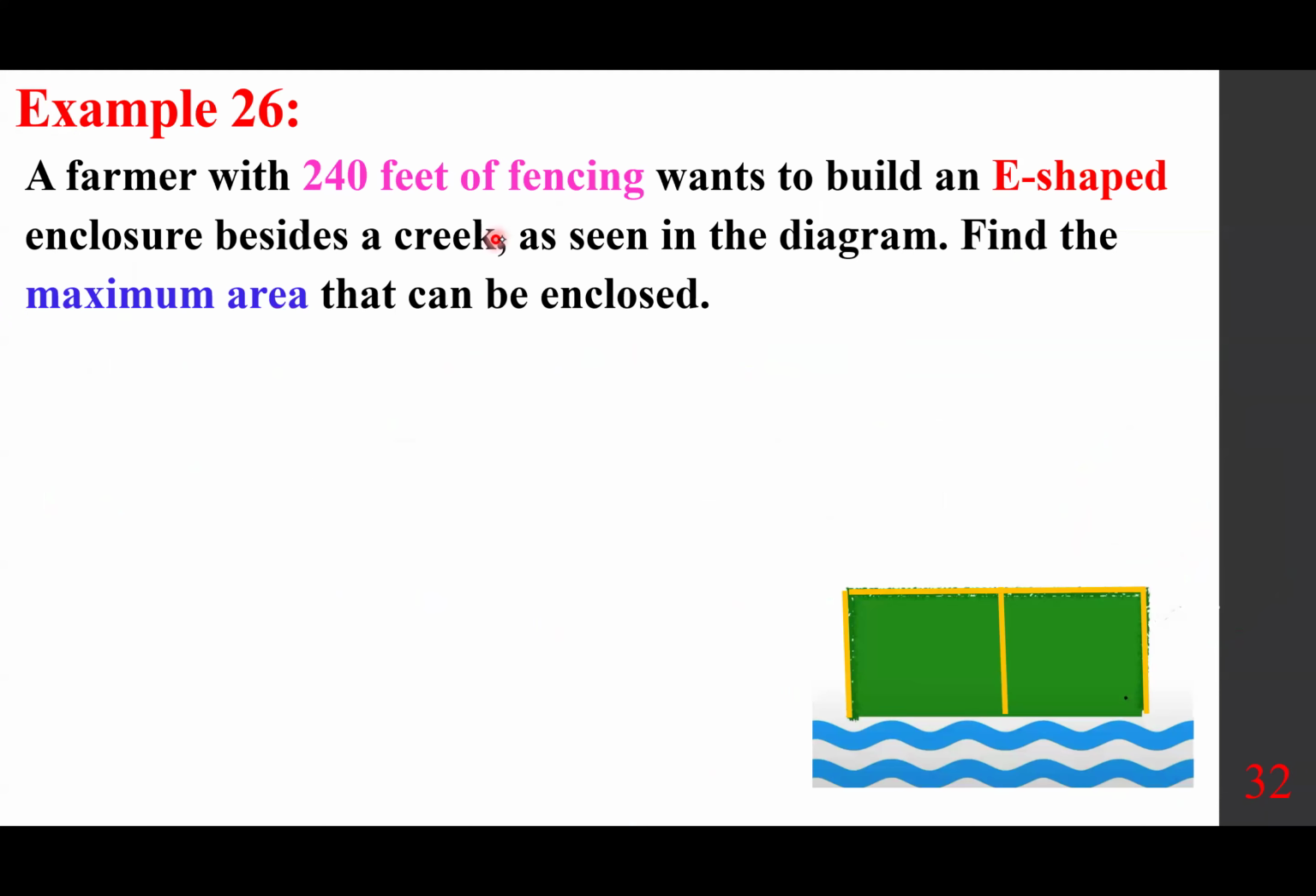A farmer with 240 feet of fencing wants to build an E-shaped enclosure beside a creek, as seen in the diagram. Find the maximum area. Always, if the drawing is not given, you come up with a drawing and define your variables. So here's the width, here's the length, here's the area. You want to maximize the area, which is x times y.